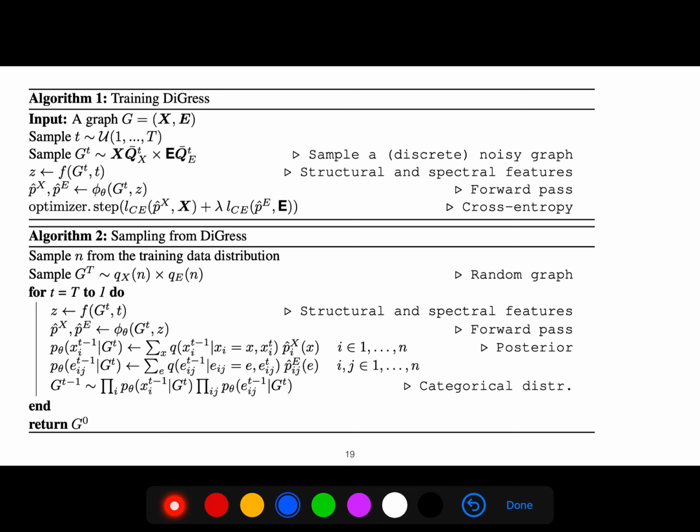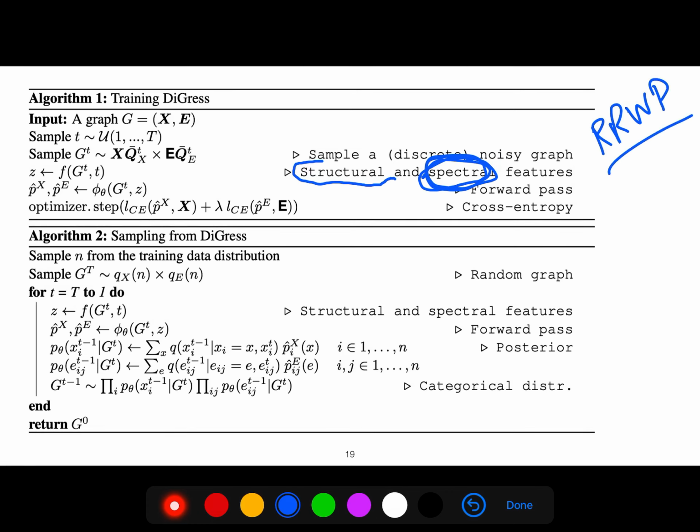And the training, as you see, is just you learn this denoiser. Of course, as I said, you use structural and spectral features, like eigenvectors of the Laplacian. There are other approaches like, I remember, relative random walk probability. This one.